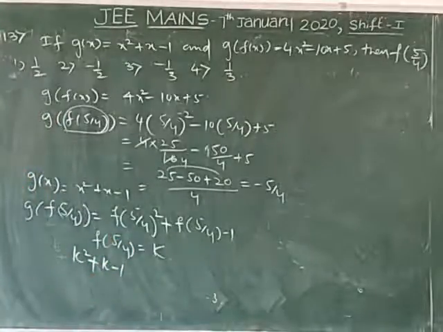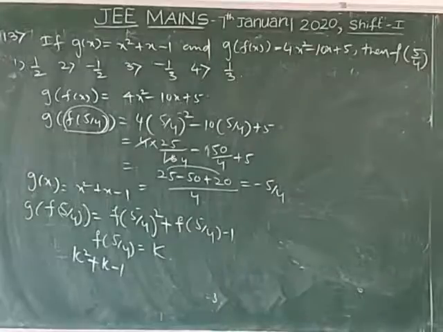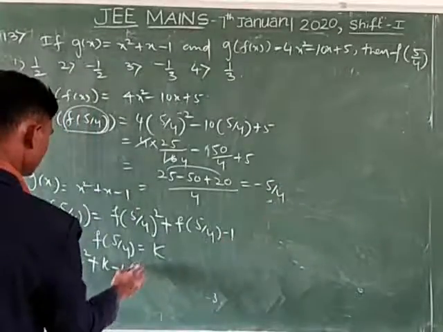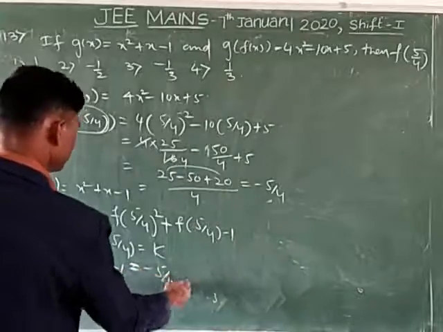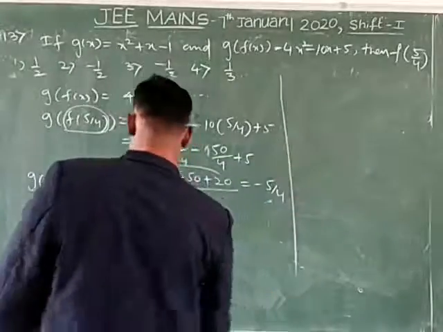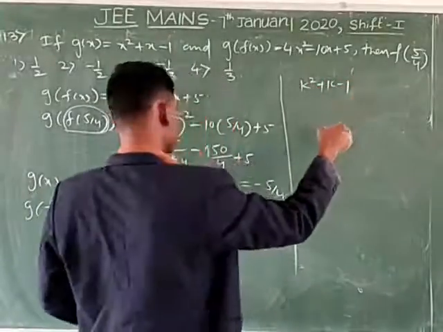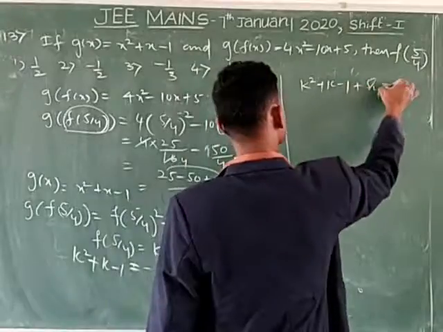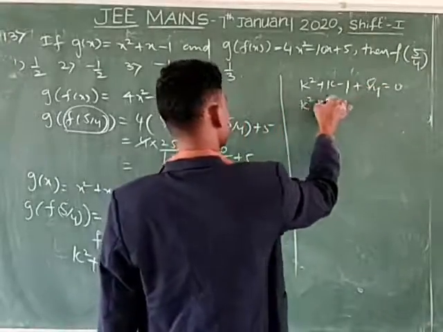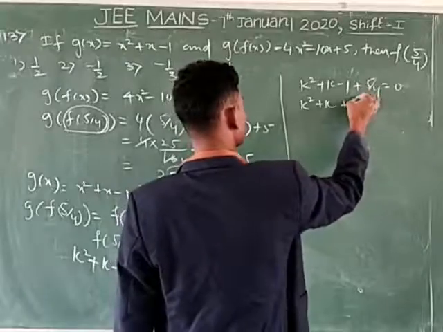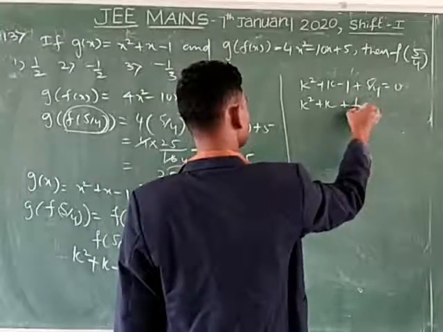Now you have to find here. It's equal to, this value you have to write here, minus 5/4, now k square plus k minus 1. This is plus 5, 5 by 5 is equal to 0. Now k square plus k, here 4 ones are 4, minus 4 plus 1, 5... 1 by 4 is equal to 0.